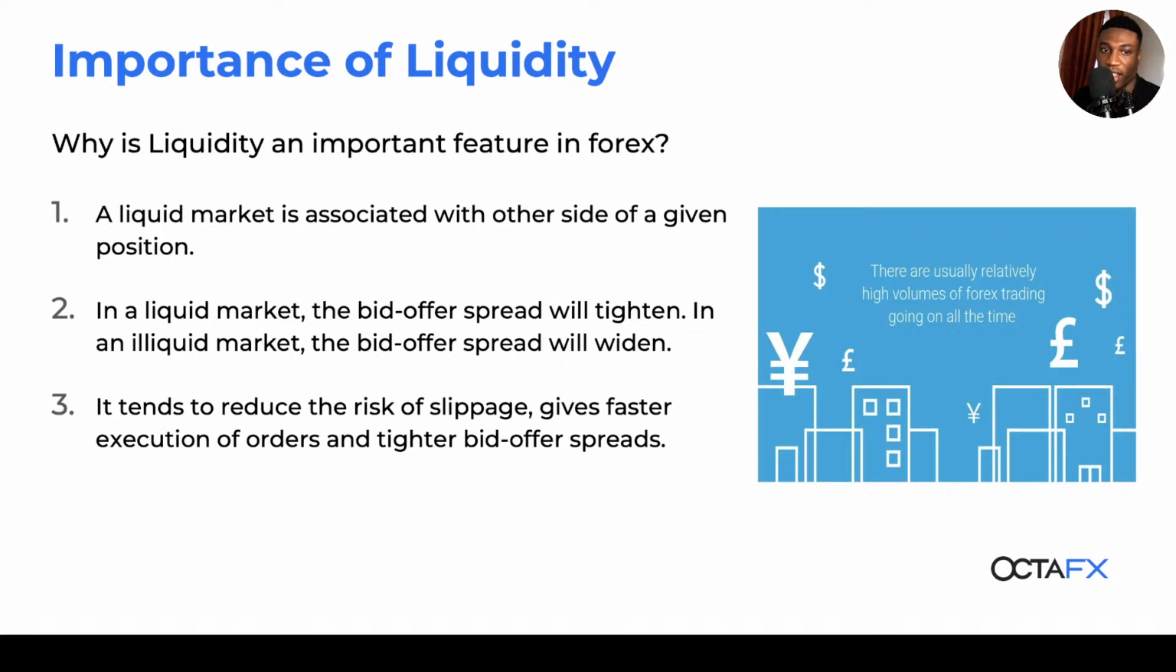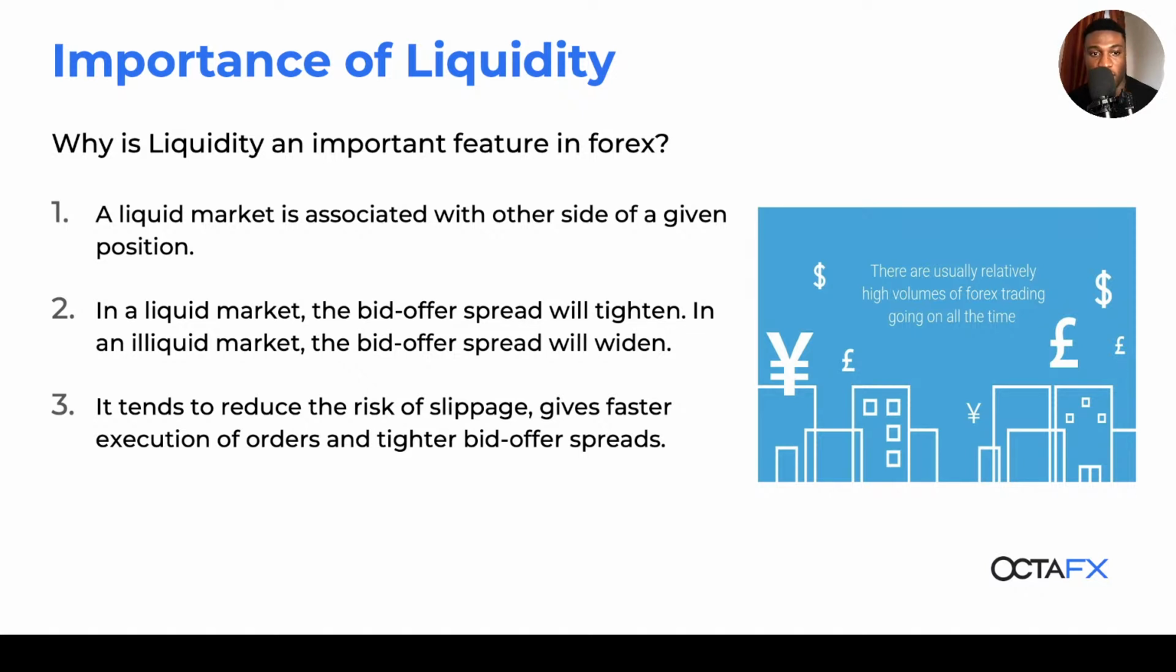The second importance is that in a liquid market, the bid offer spread will tighten, and in an illiquid market, the bid offer spread will widen. Now remember, illiquid is also referred to as a low liquid market. Okay, so in a highly liquid market, a seller would quickly find a buyer without having to reduce the price of the asset to make it more attractive. And on the flip side, a buyer would not have to raise the price to get what they want.